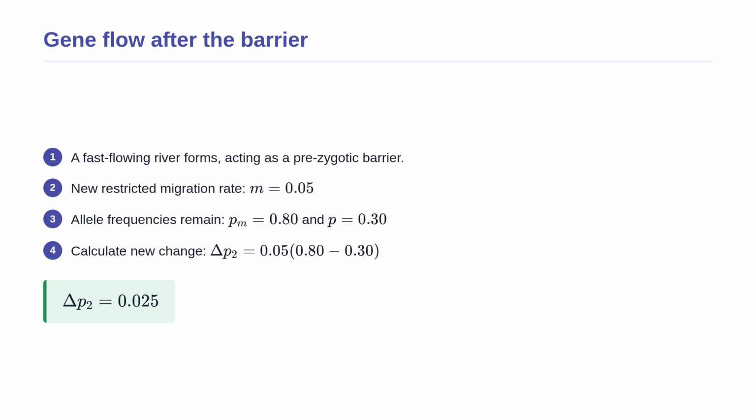This gives us a new change in allele frequency of 0.025. Physically, this means the isolating mechanism has drastically reduced the genetic blending from 10% down to just 2.5% per generation. Over many generations, this massive reduction protects the resident population's genetic makeup, allowing them to evolve independently.